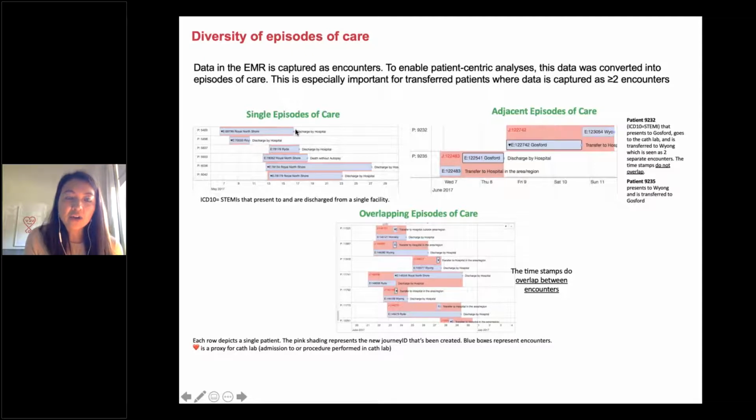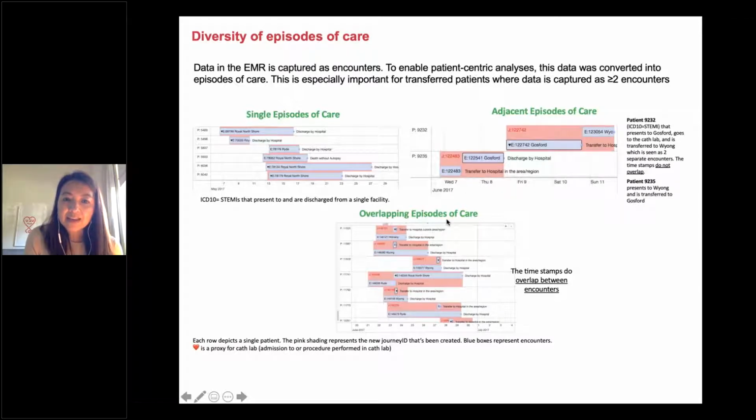And this slide just shows you the different types of episodes of care that we see. So we see some instances where there's single facility episodes of care, which you can see here. There's some cases of people being transferred. So this is one encounter, and then being transferred to a different hospital. So we connect those 2 encounters together.